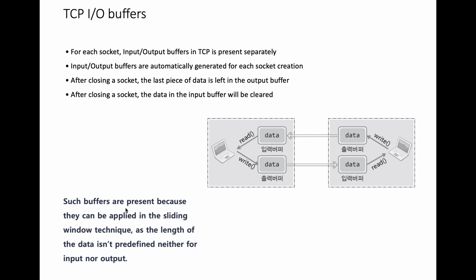And such buffers are present because they can be applied in the sliding window technique, as the length of the data isn't predefined neither for input nor for output. That means you don't know how much data you're going to be sending or receiving. That's why you have to slide your buffer through data so that you can receive the complete amount of data. That's why TCP provides its internal input and output buffers. All right.